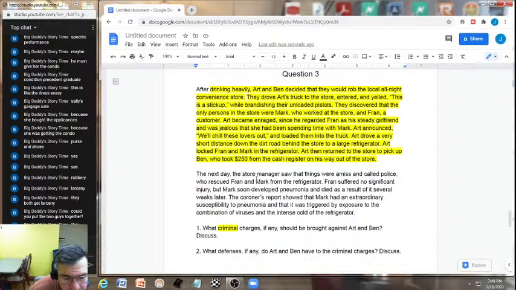Maybe the aspect about battery: they acted in concert. Yes, they did. Could you put two guys? Yeah, because they acted in concert. Exactly right.